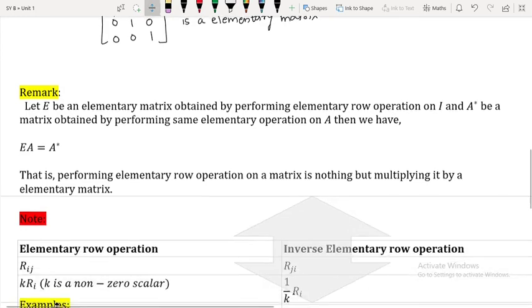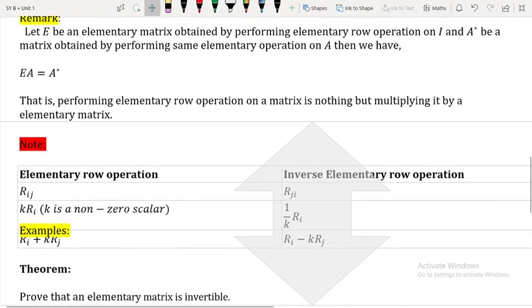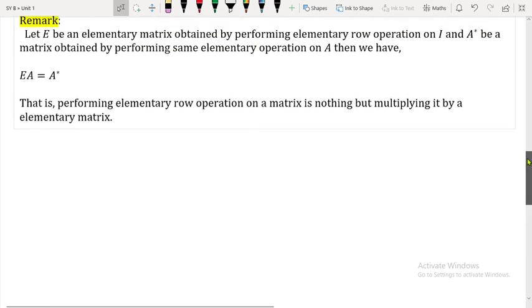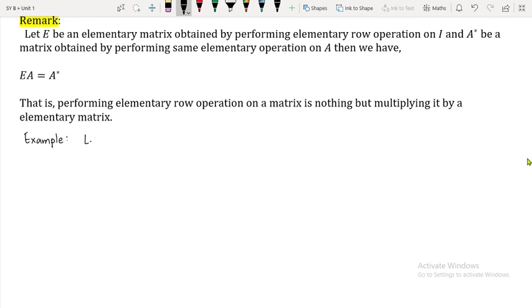We will take an example of 2 by 2 matrix only. So I will take one elementary matrix, let us say, example, so that you will understand this remark, which will be required in the future theorems. So let I2 is equal to 1 0 0 1.